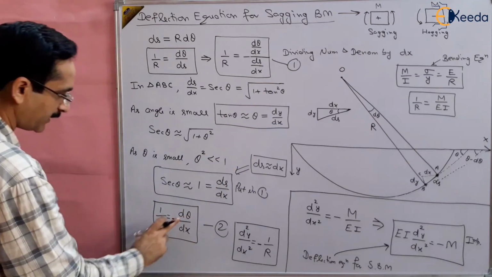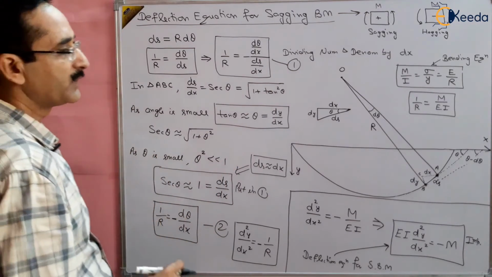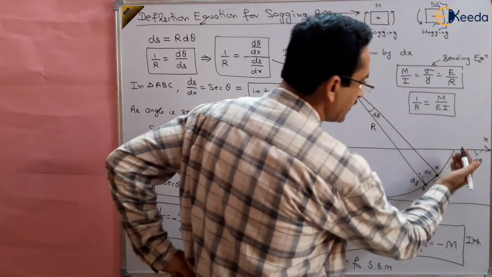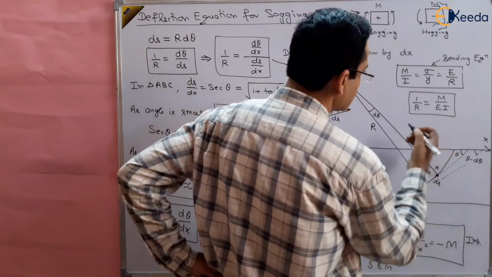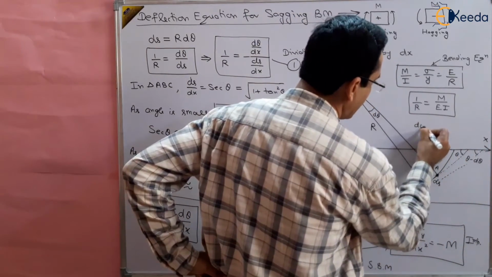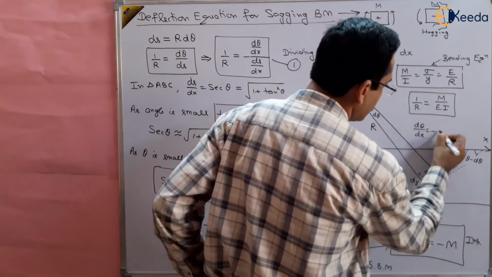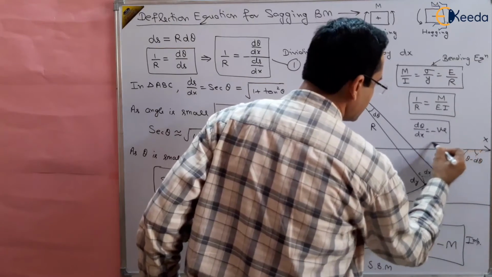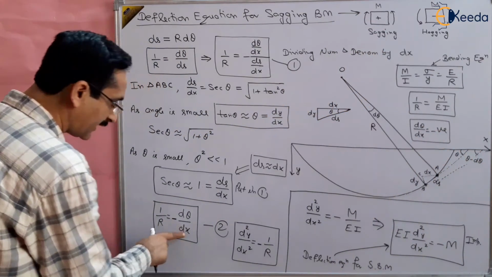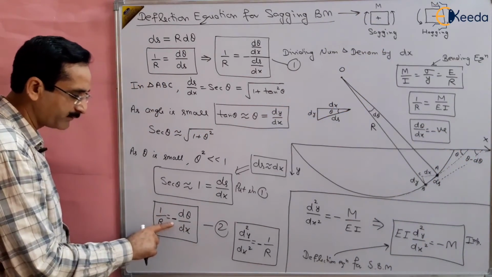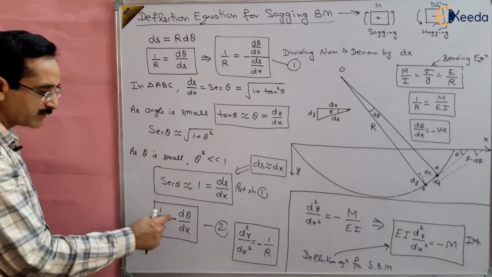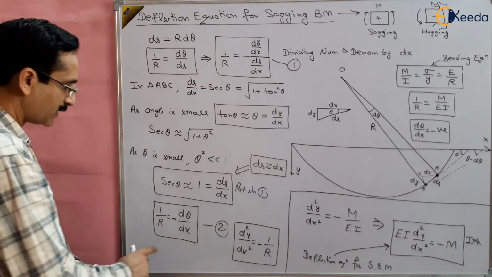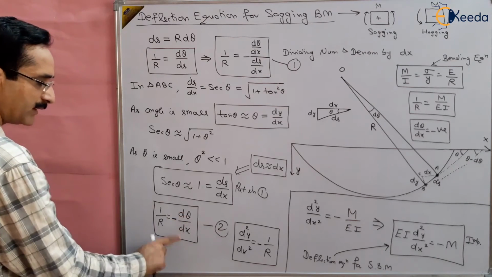So we can write 1 by r is equal to d theta by dx, and because theta is decreasing in the x direction, d theta by dx will be coming negative. So that's why we have applied a negative from our side, so that negative and negative will become positive. So 1 by r will be equal to minus d theta by dx.